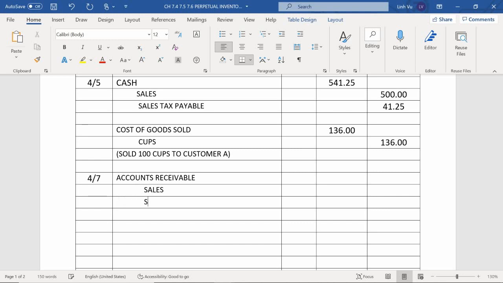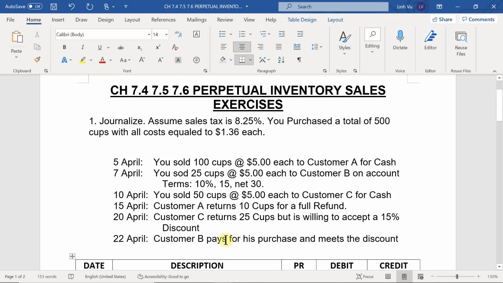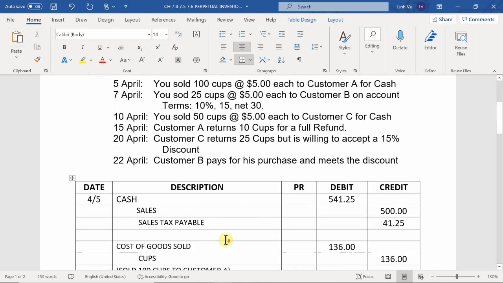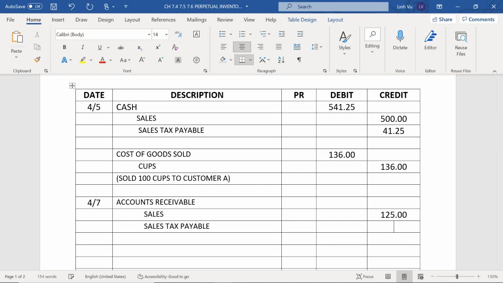So if we sold 25 cups at $5 each, how much is the sales? 125. How much tax is going to be on that? $10.31. So giving me a total that he owes to be $135.31.